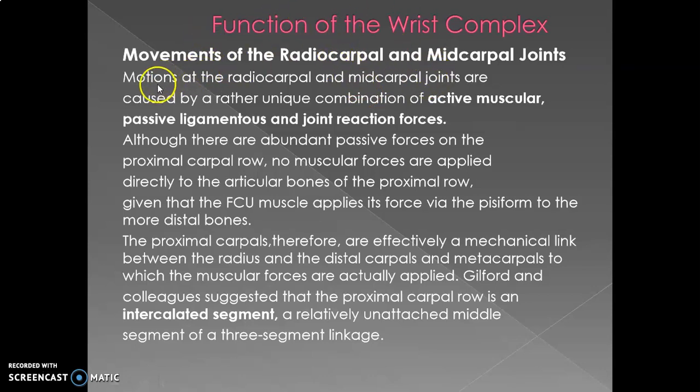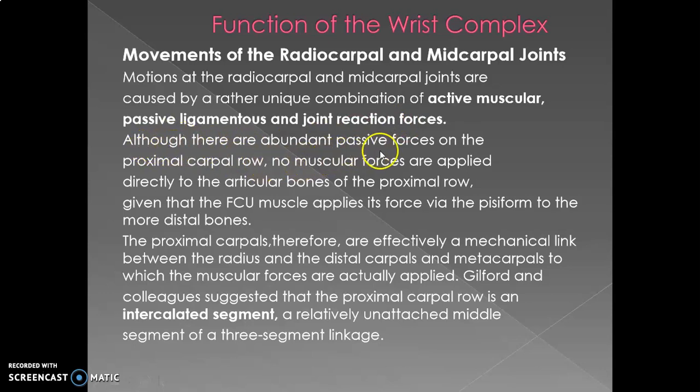So the motions at the radiocarpal and midcarpal joints are caused by a rather unique combination of active muscular, passive ligamentous and joint reaction forces. So three factors which are working together. It's a combination of the three factors. Which are they? Active, which is active muscular activity, contraction. Passive ligamentous stability. Joint reaction forces such as compression and distractive forces.